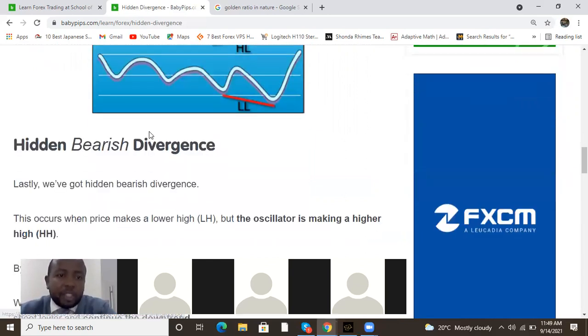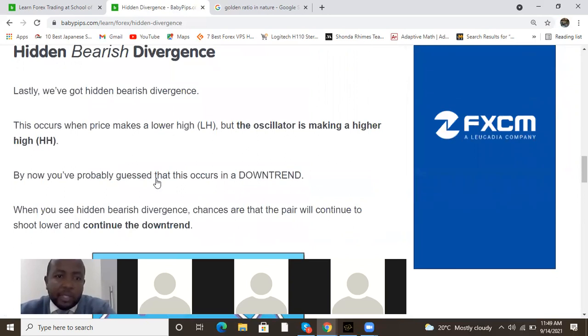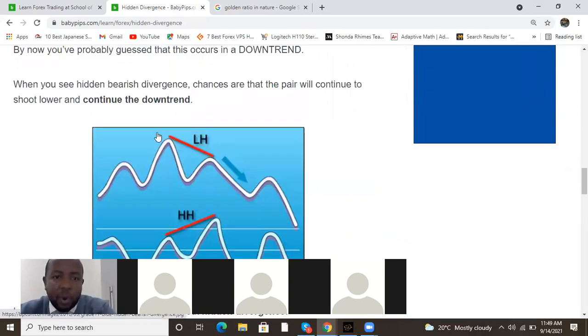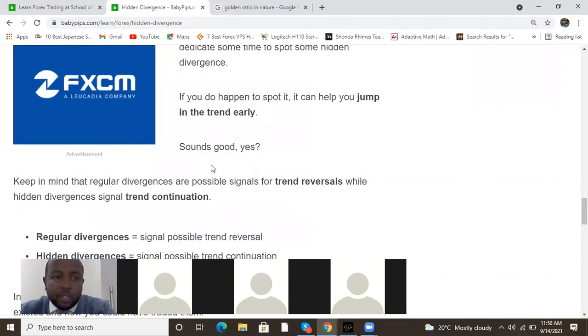Then bearish is the same. This occurs when price makes a lower high, but the oscillator is making a higher high. So you can see the price is making a lower high, but then the oscillator seems to be going above. So this signals, of course, a hidden bearish divergence. So I think that's all for divergences.